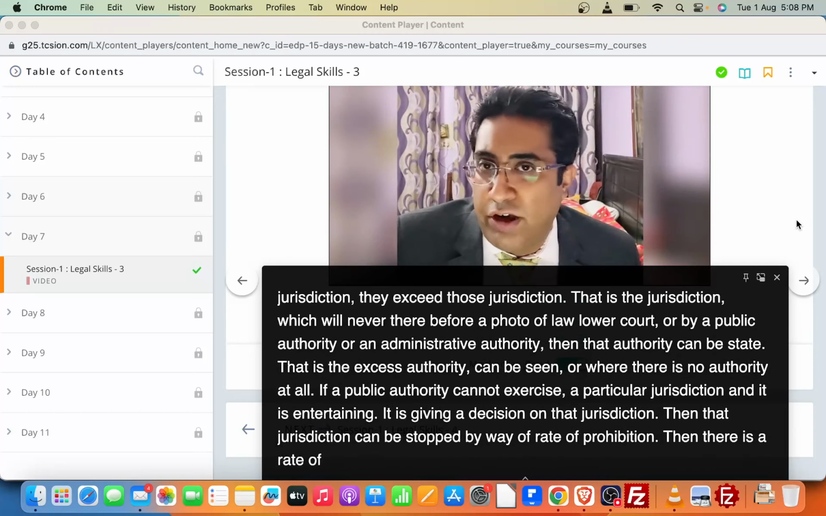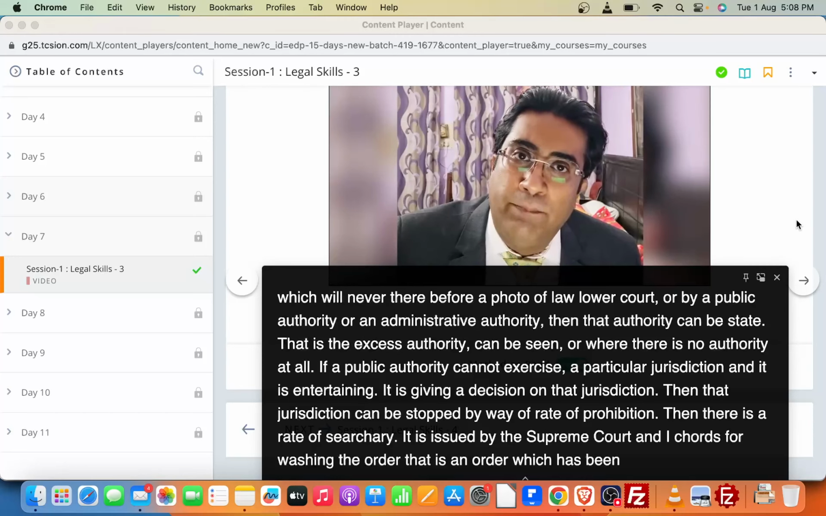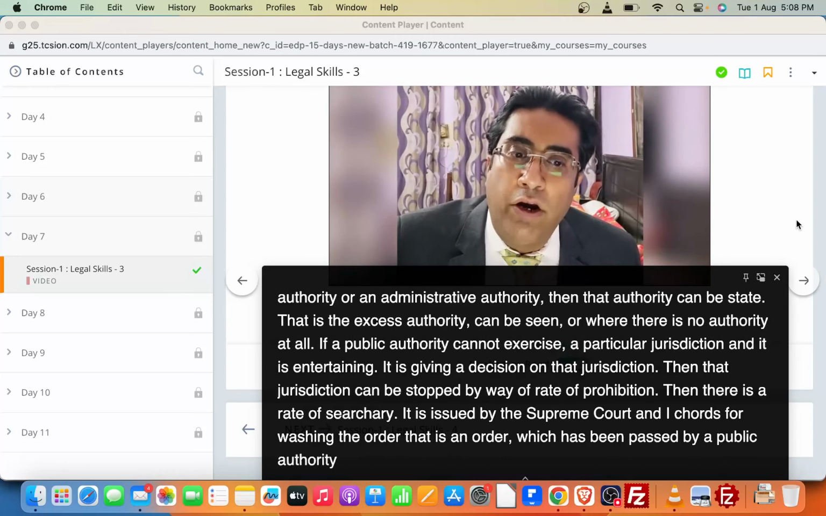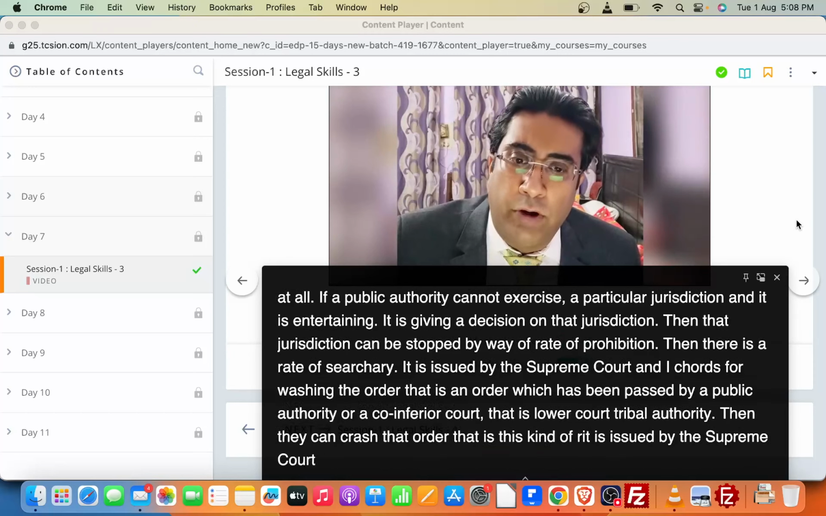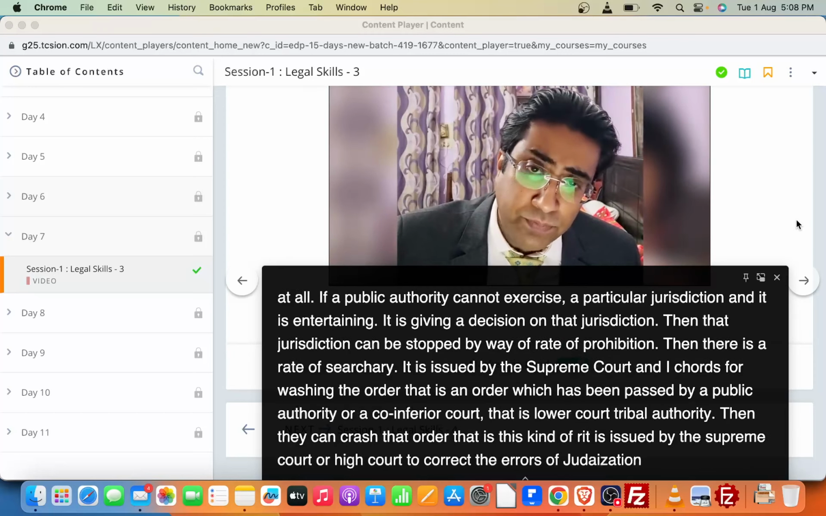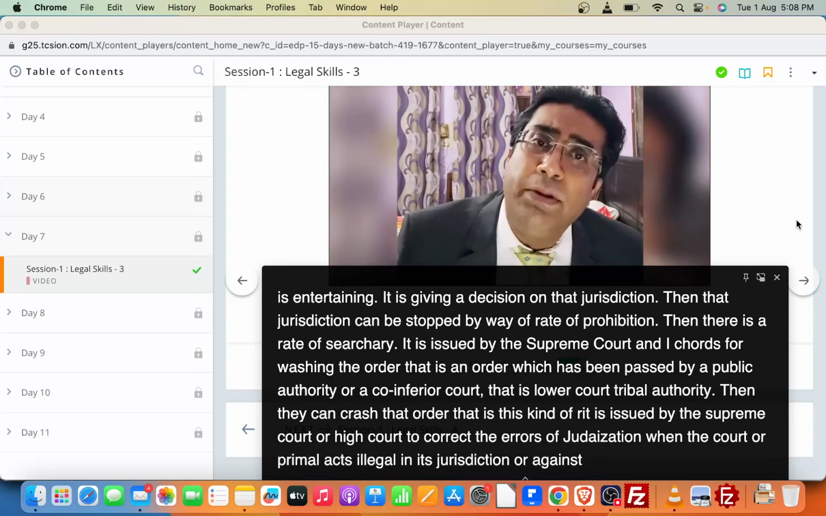Then there is a writ of certiorari. It is issued by the Supreme Court and High Courts for quashing an order. That is an order which has been passed by a public authority or an inferior court, that is, a lower court, tribunal, or quasi-judicial authority. Then they can quash that order. This kind of writ is issued by the Supreme Court or High Court to correct errors of jurisdiction when the court or tribunal acts illegally in its jurisdiction or against the principles of natural justice.